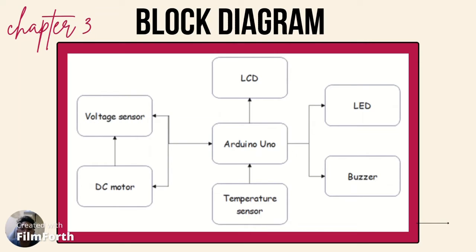I am Muhammad SYAZANI, part of the members of this group, and my task is chapter 3, which is methodology. So, for the circuit block diagram, we have two important components, which are the sensors that we use as our input, and the output is LCD, buzzer, red LED, green LED, and DC motor.